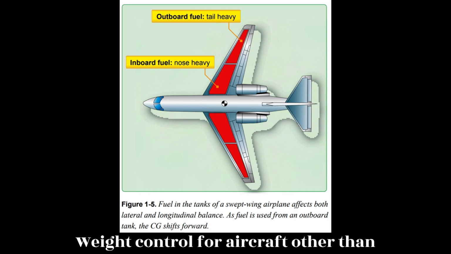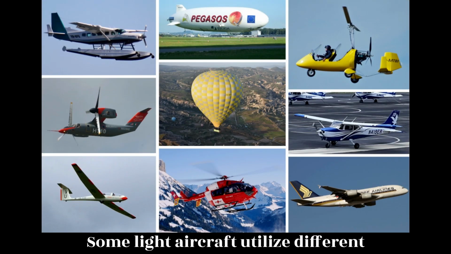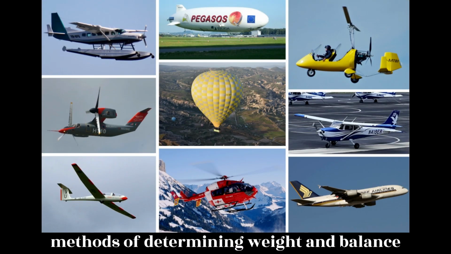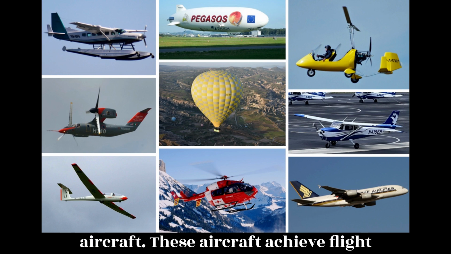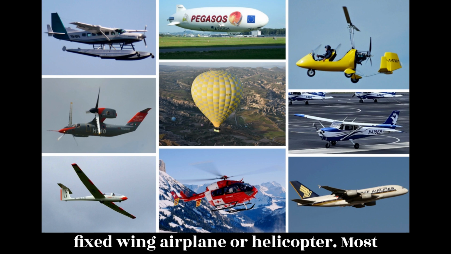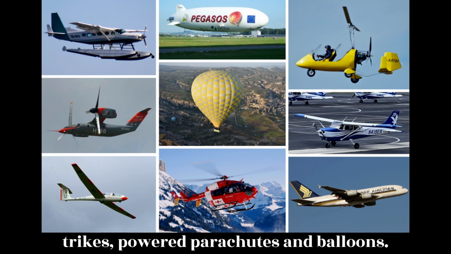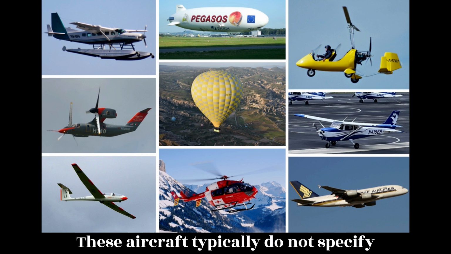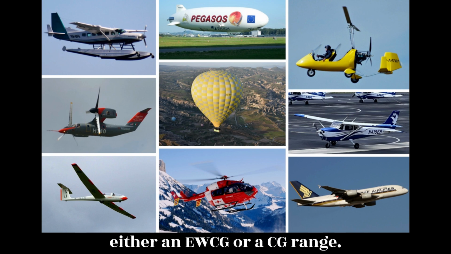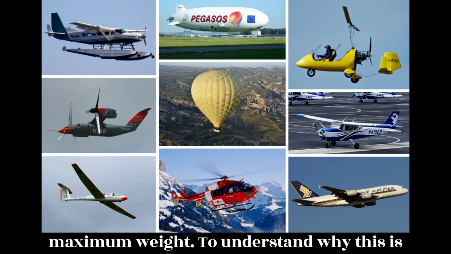Weight control for aircraft other than fixed and rotor wing. Some light aircraft utilize different methods of determining weight and balance from the traditional fixed and rotor wing aircraft. These aircraft achieve flight control by methods different from the fixed-wing airplane or helicopter. Most notable of these are weight shift control, WSC, aircraft, also known as trikes, powered parachutes, and balloons. These aircraft typically do not specify either an EWCG or a CG range. They require only a certified or approved maximum weight.